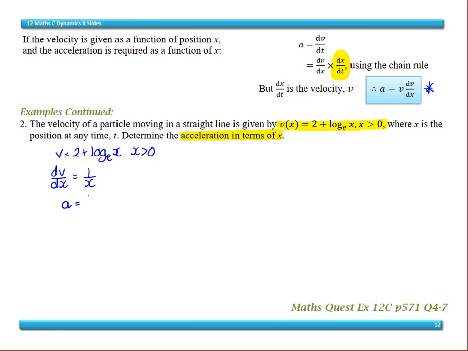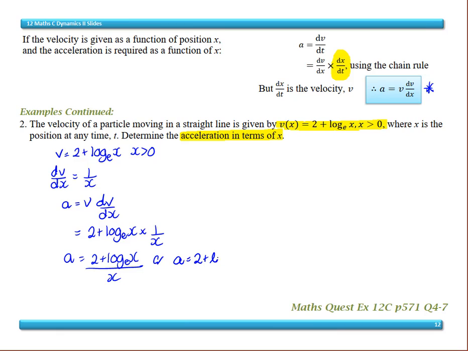Our acceleration, as we've just shown, is equal to v times dv dx. And I suppose if you didn't want to remember the formula, you could derive it every time. Plugging in v, so that's going to be 2 plus log e of x times dv dx, which is 1 over x, which we just found. So our acceleration is equal to 2 plus log e of x all over x. Or you could write it as a equals 2 plus ln of x all over x.